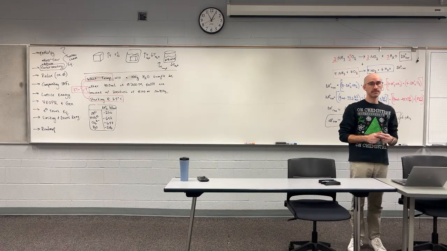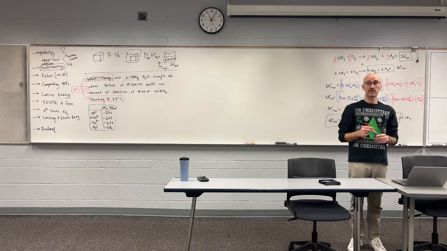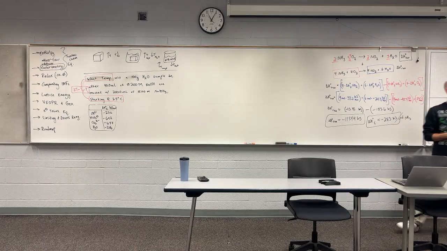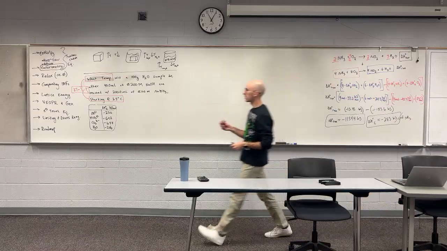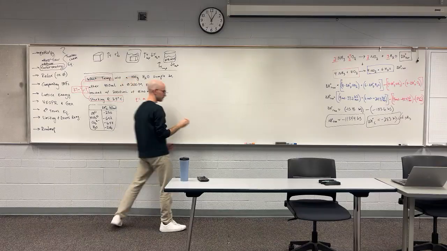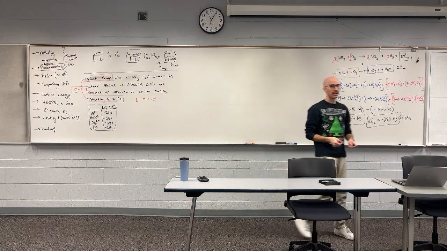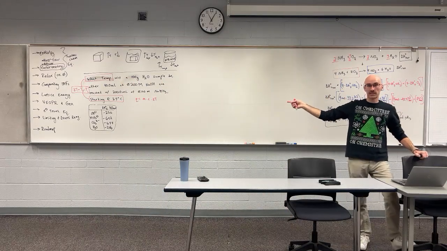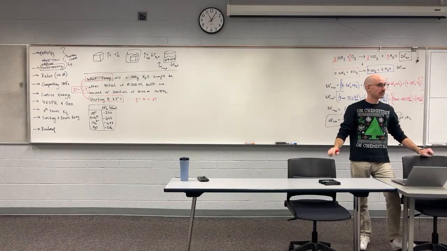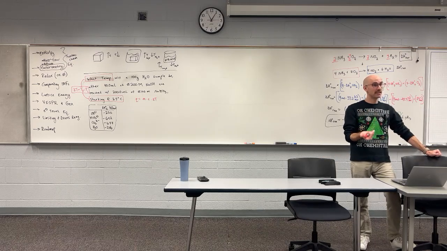Q is what? Q is not specific heat. C is specific heat. Q is heat. So I see an equation that says Q equals mc delta T. I know that I want to solve for delta T so that I can solve for T final. That's what the problem is asking for. That means I need to know M, C, and Q.